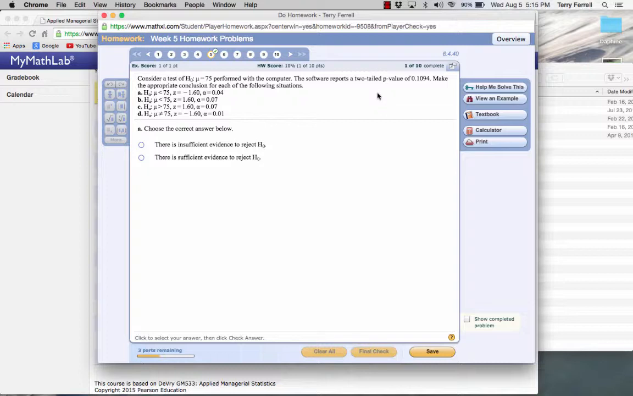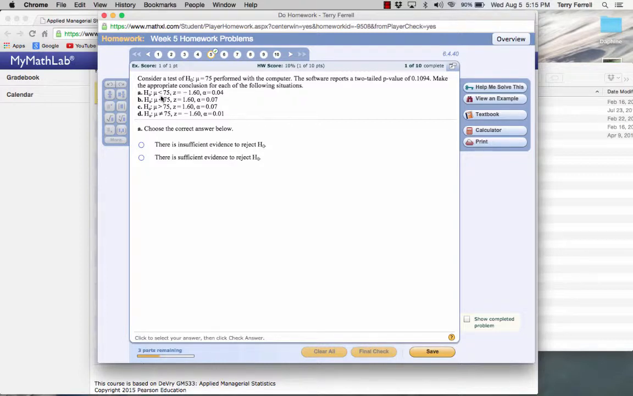If you're looking at a one-tailed test, which happens to be the first three, you're going to take that p-value and divide it by 2. Okay, and in some cases you've got to take that and subtract it from 1, and I'll show you what I'm talking about, hopefully. Here, let's look at this.